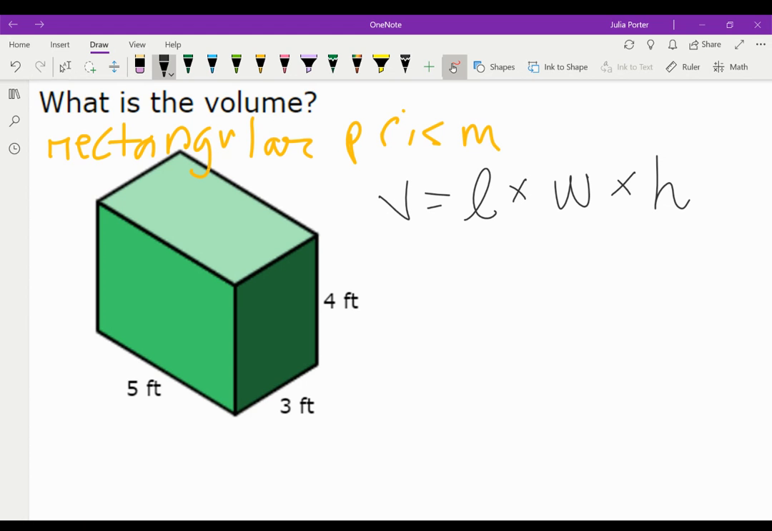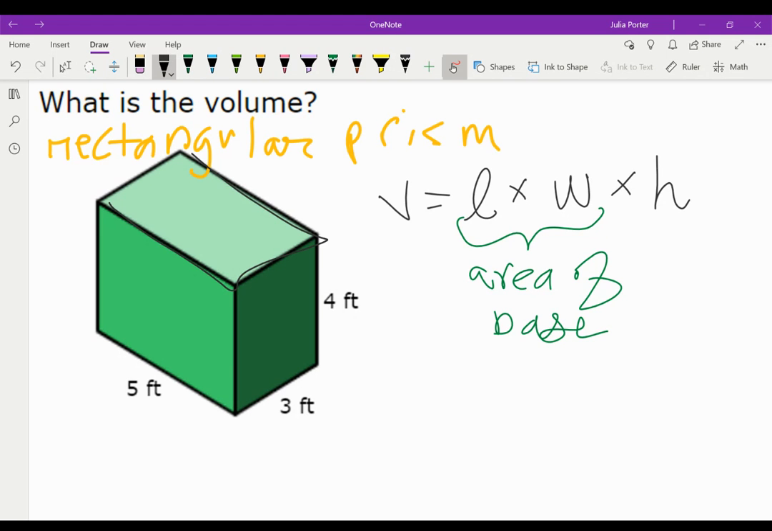Or another way that we can say this is by multiplying the area of the base, because length times width is the area of a rectangle, and our base is a rectangle. So we find the area of our base, and then we multiply that by our height. That comes in a little bit more helpful in just a few minutes.